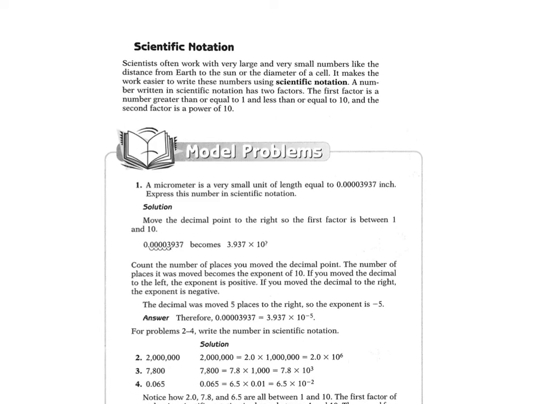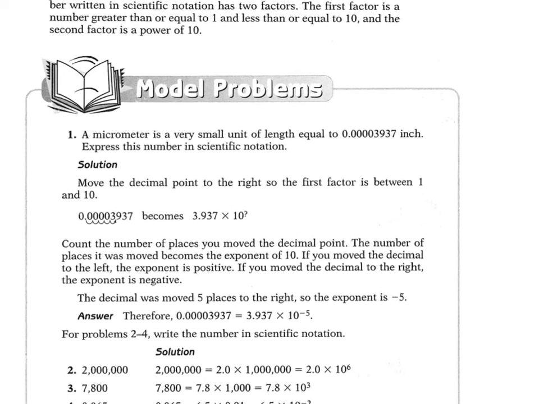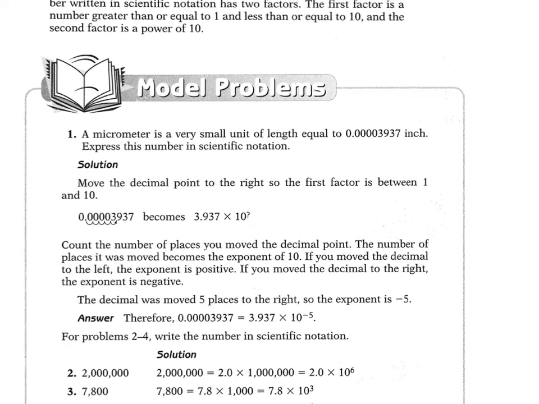This brings us to scientific notation. We use scientific notation when dealing with really big numbers or really small numbers. So looking at our examples, we have a micrometer is a very small unit of length equal to 0.0003937 inch. Express the number in scientific notation.